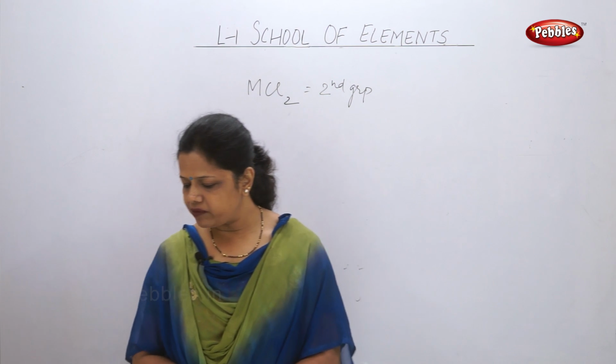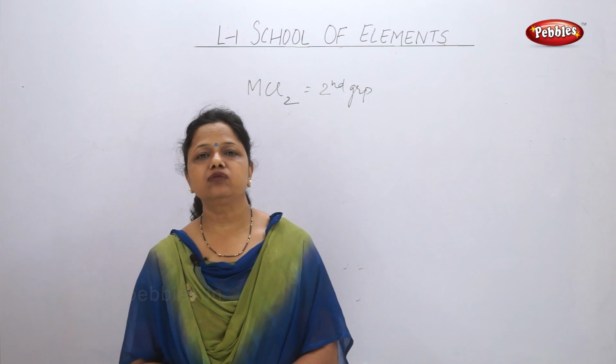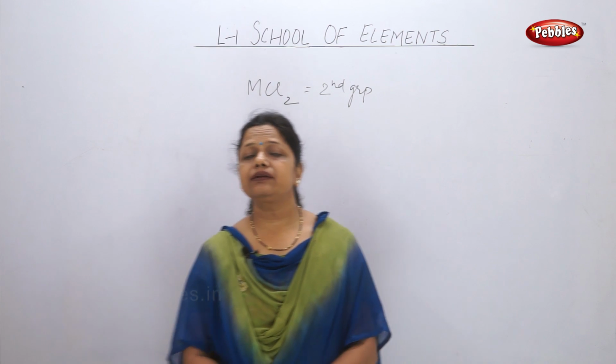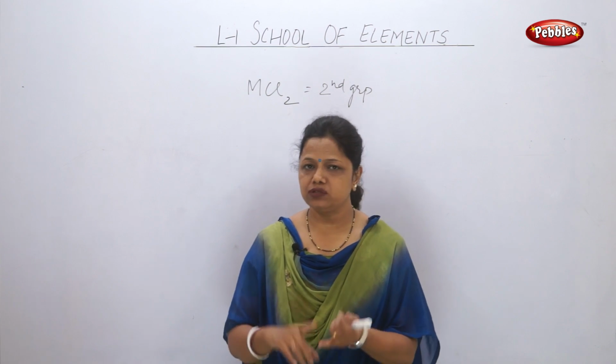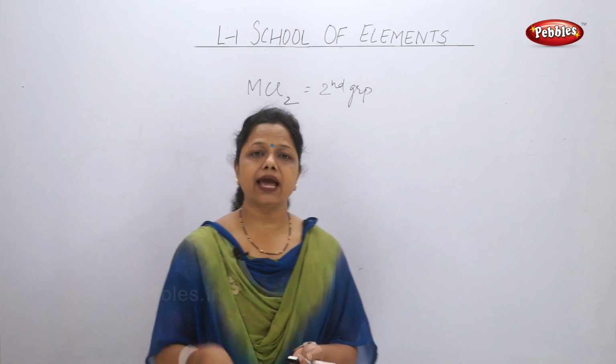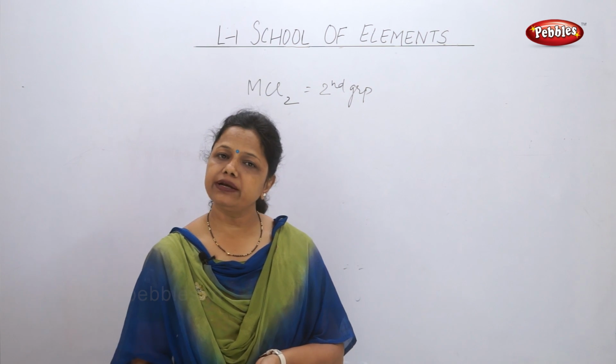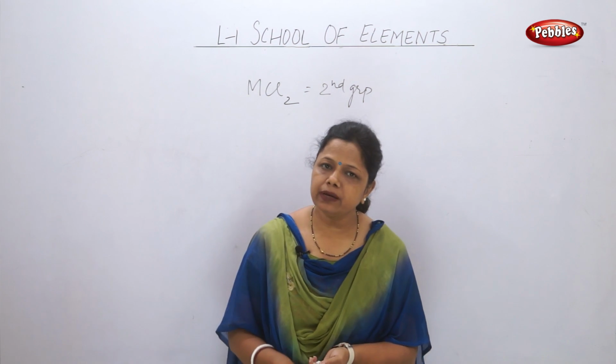Question number 5. Name 3 elements having a single electron in the outermost shell. The single electron in the outermost shell have hydrogen is there, sodium is there and lithium is there. You can write down hydrogen, sodium and lithium.